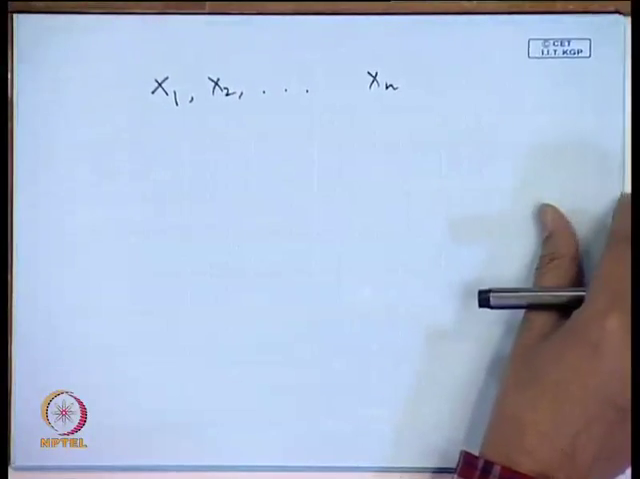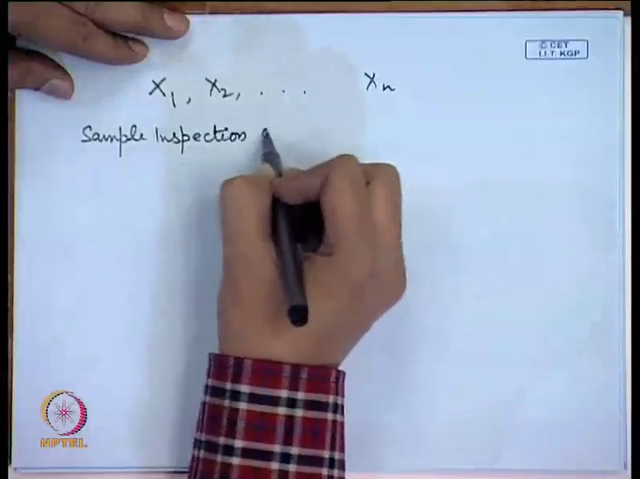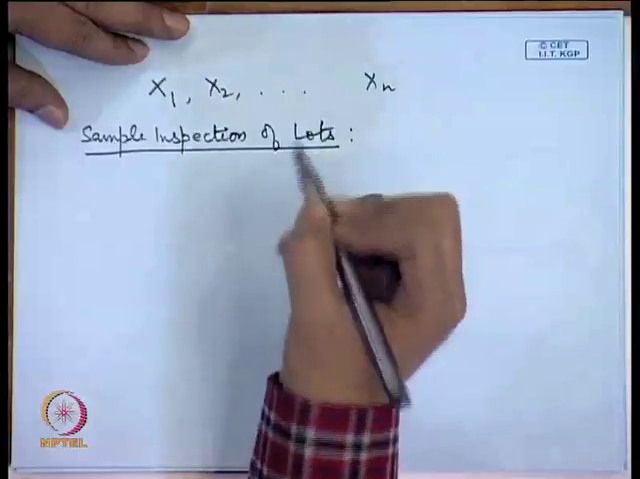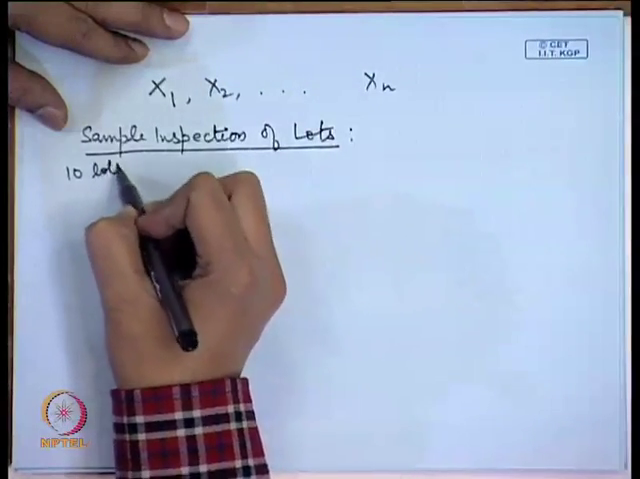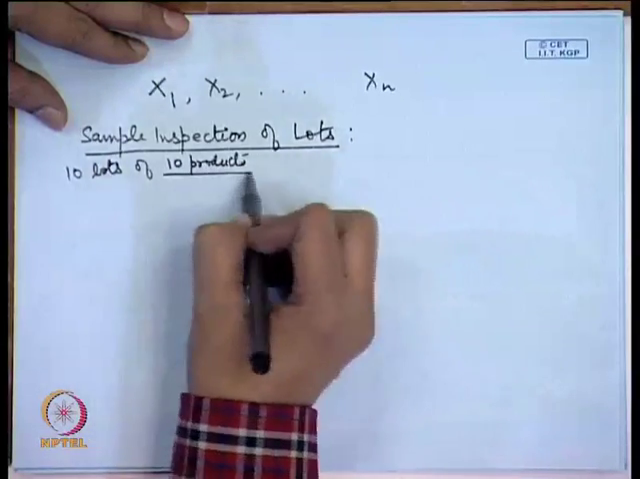As an example, we looked at the problem of sample inspection of lots. In the example of sample inspection of lots, what will be x1, x2, ..., xn? Suppose 10 lots are inspected of say 10 products each. That means each lot of bolts contains 10 bolts, and we are looking at, say, the diameter of the top or the length of the bolt, anything which is the quality control terminology used for describing the goodness of that product.